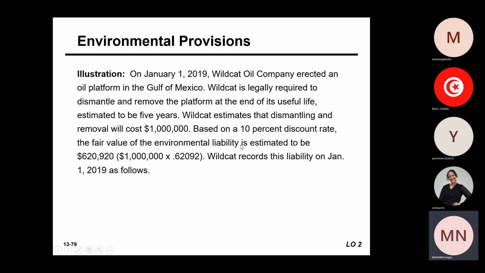Based on a 10% discount rate, the fair value of the environmental liability is estimated as follows. The best estimate of the future cost is 1 million, but the useful life is 5 years, so it will be paid after 5 years. You see here, we are taking into consideration the time value of money, okay? So we have to measure the discounted present value of this 1 million. It is estimated to be 620,000.